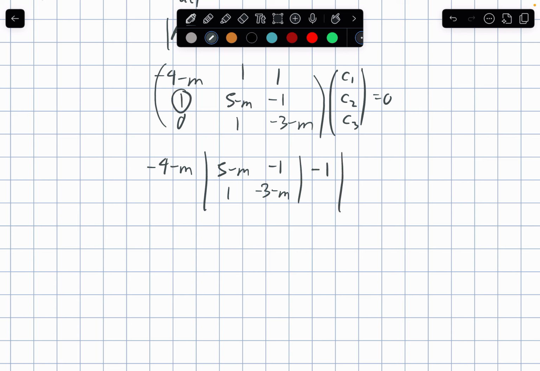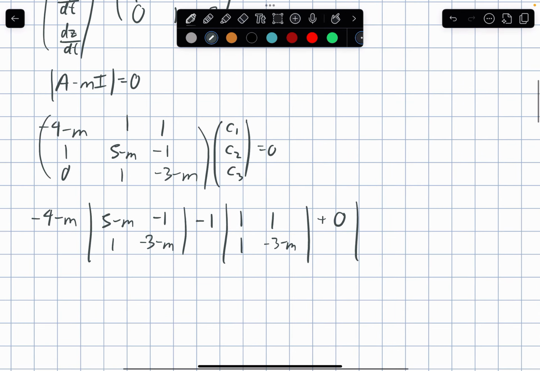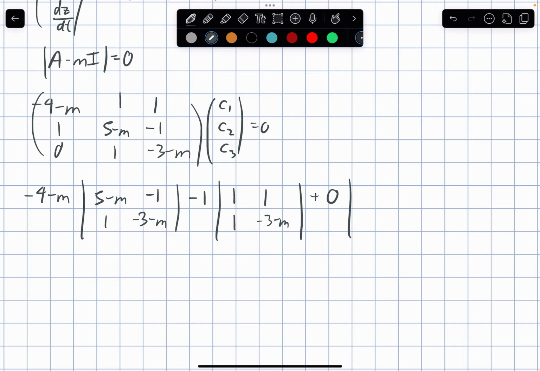This one, what's not part of what I wrote or what I crossed was this and this. So that's what I put here. 1, 1, 1, negative 3, negative m. Okay? And then plus 0. Again, it's important to learn your matrices because it's going to be much easier to understand what I'm doing. I'm not going through the specifics anymore: the multiplication, scalar in vector, in matrices 2 by 2, 3 by 3, etc.